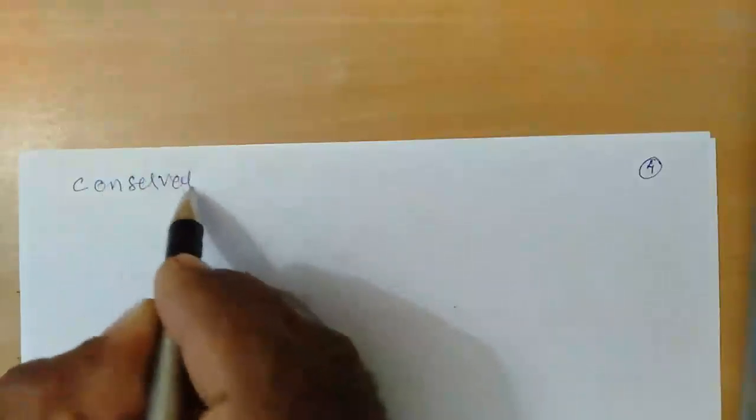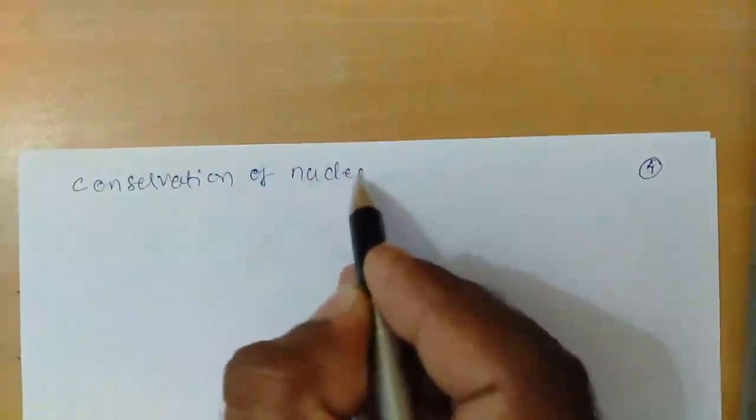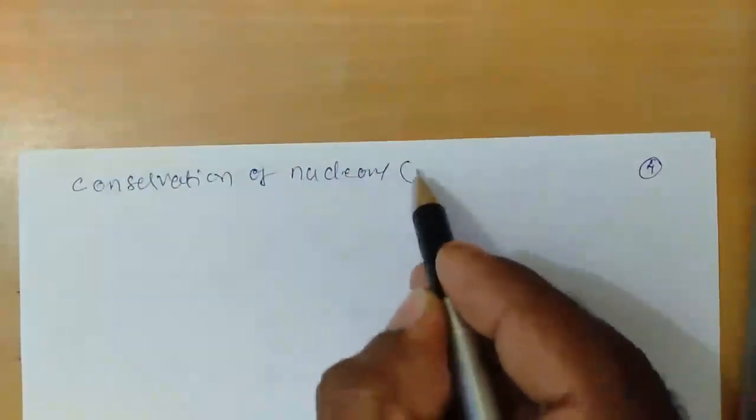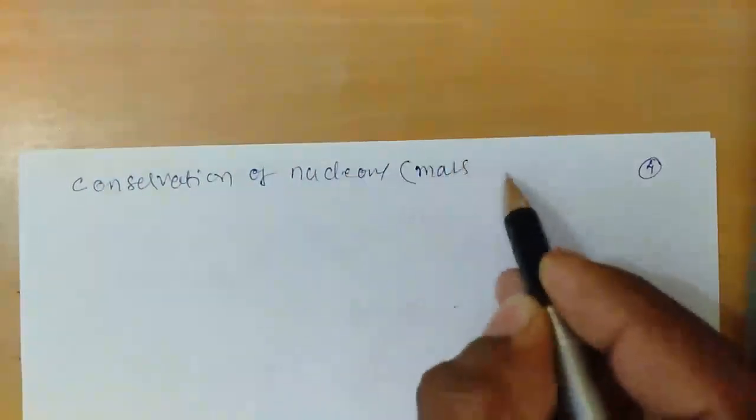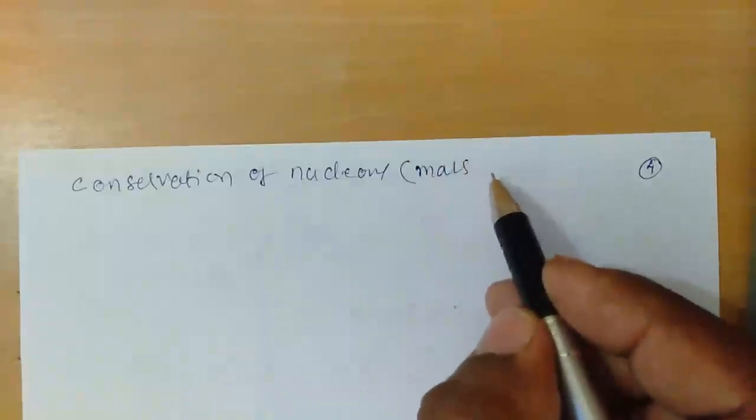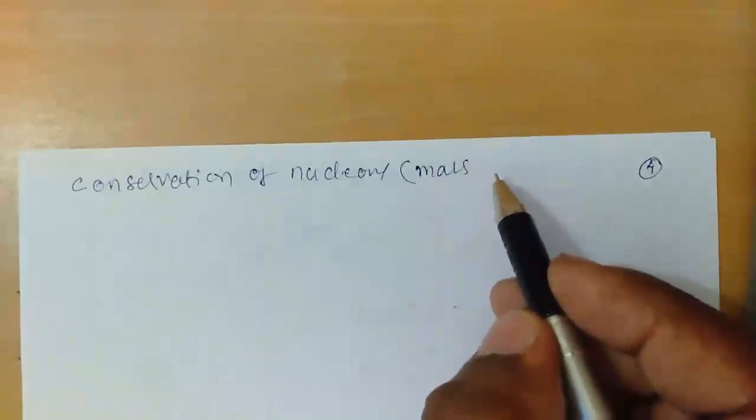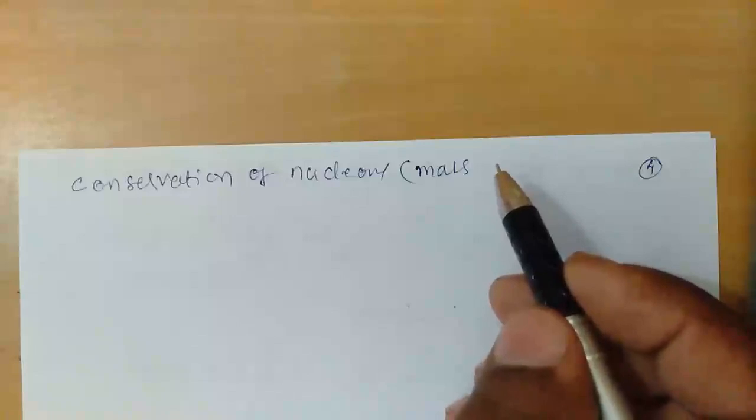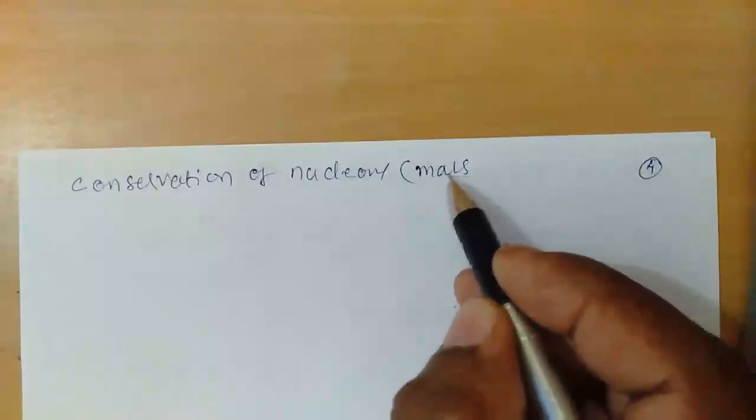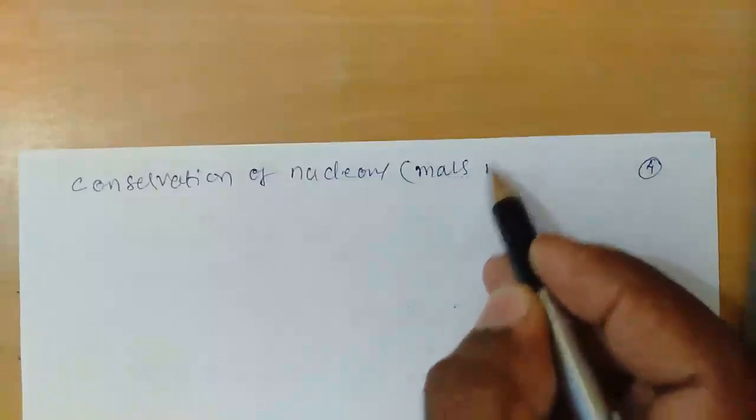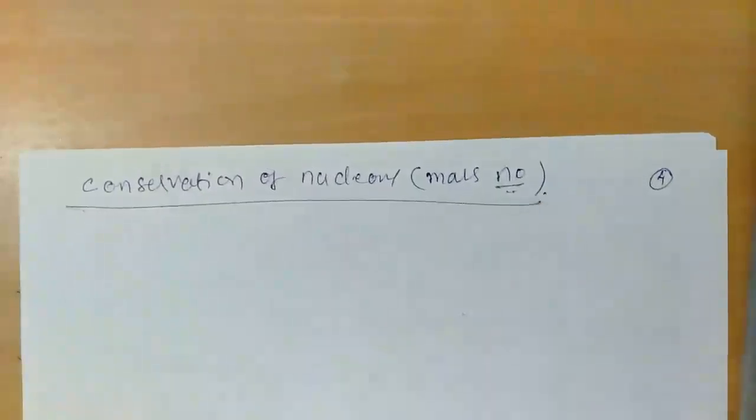So the next conservation law that we need to look into is conservation of nucleons. So what do you mean by nucleons? Nucleons is nothing but the sum of the total number of protons and total number of neutrons, which are collectively called nucleons. The sum of the total number of protons and neutrons is known as the mass number. So it is also called conservation of mass number.